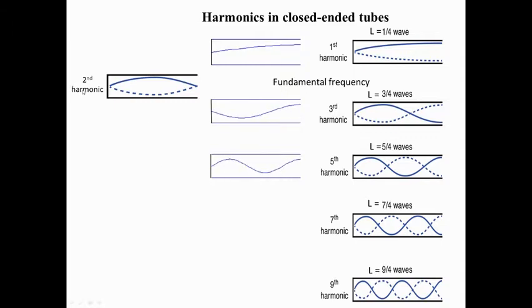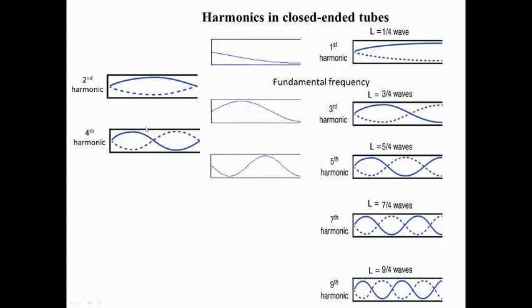The second harmonic would look like this, where you've got a node and a node, but remember, at an open end, you cannot have a node. It has to be open. At the fourth harmonic, you can't have another node here.